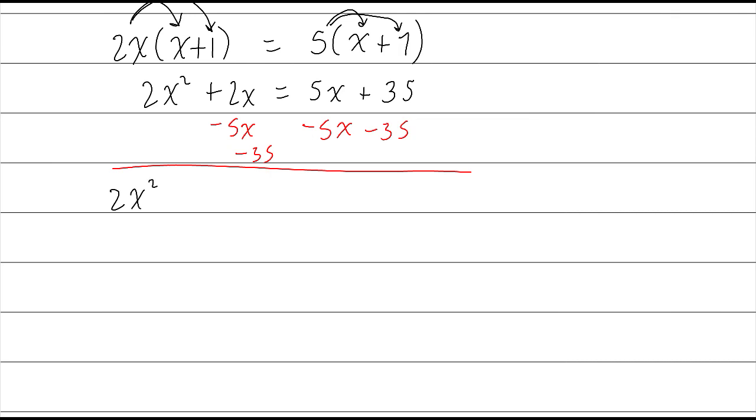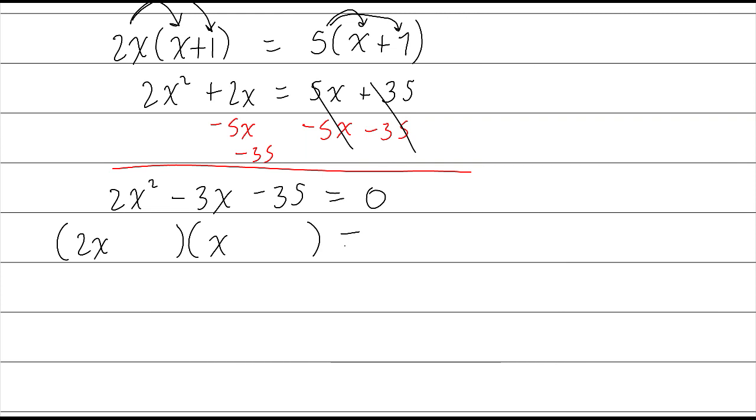2x minus 5x is negative 3x. Minus 35 is the constant. It's going to stay on the left side. And it equals 0 because all that canceled out. All right, so now I can use the quadratic formula. I can try to factor it. In this case, I would have to use the AC method, or trial and error.